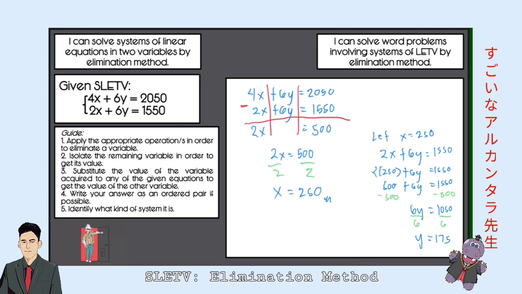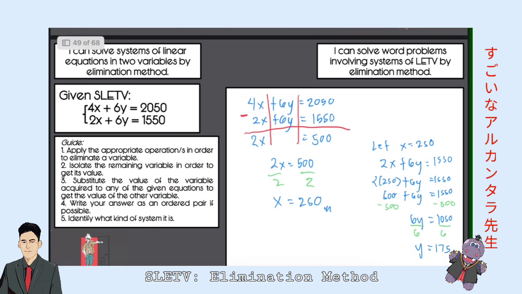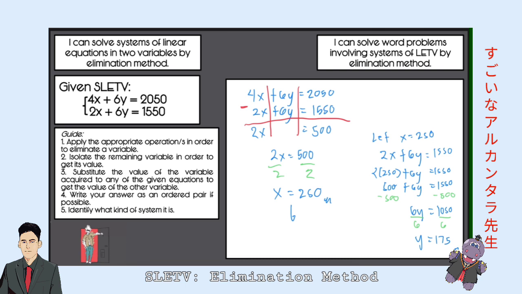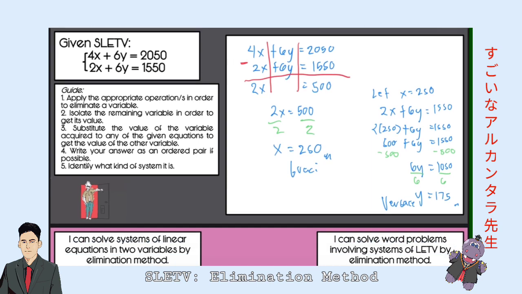175. So those are your prices. So you have X being 250, that's for Gucci. So 1 Gucci shades is $250 and 1 Versace shades is worth $175. So just write it in a complete sentence when you're being asked to deal with word problems. Okay? So we have some more. Of course, we have some more.